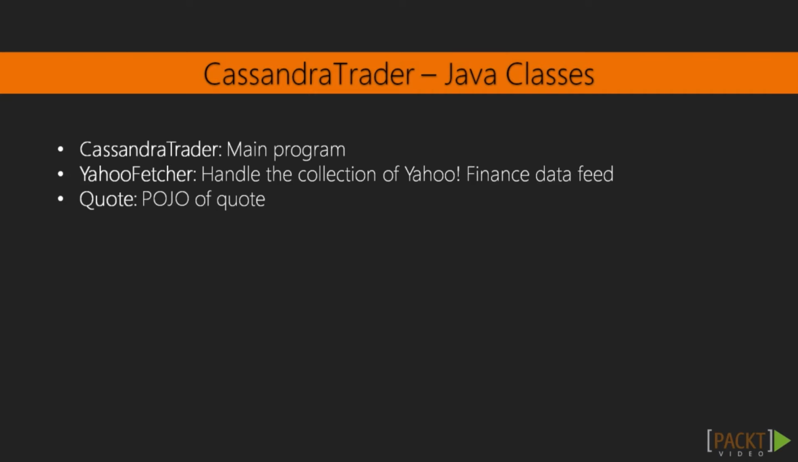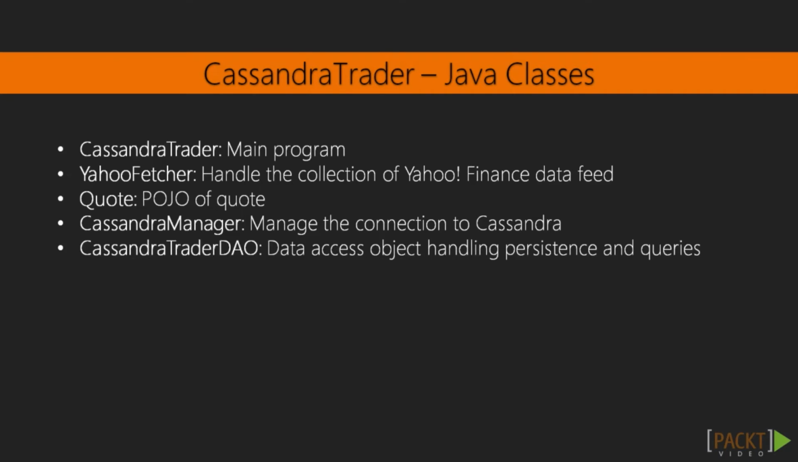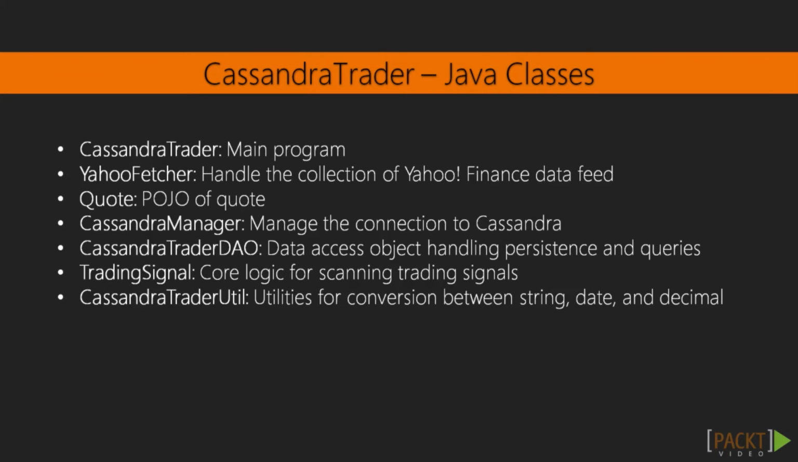To ease the manipulation of the historical prices, we'll create an entity POJO class Quote as their representation in runtime. We'll also encapsulate the details of managing a Cassandra connection inside Cassandra Manager class. Similarly, we'll wrap up the data access logic in Cassandra Trader DAO class. The core logic for scanning trading signals using TA-Lib will be put into Trading Signal class. Lastly, Cassandra Trader Util class will provide handy conversion functions for strings.